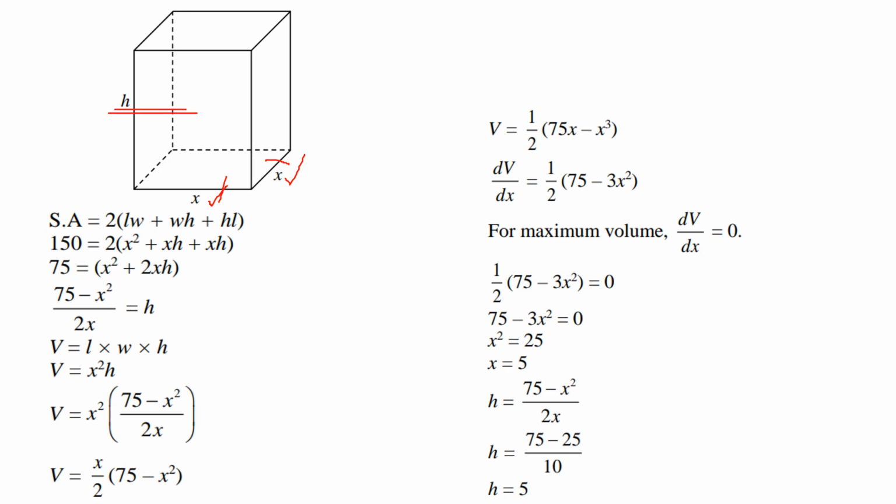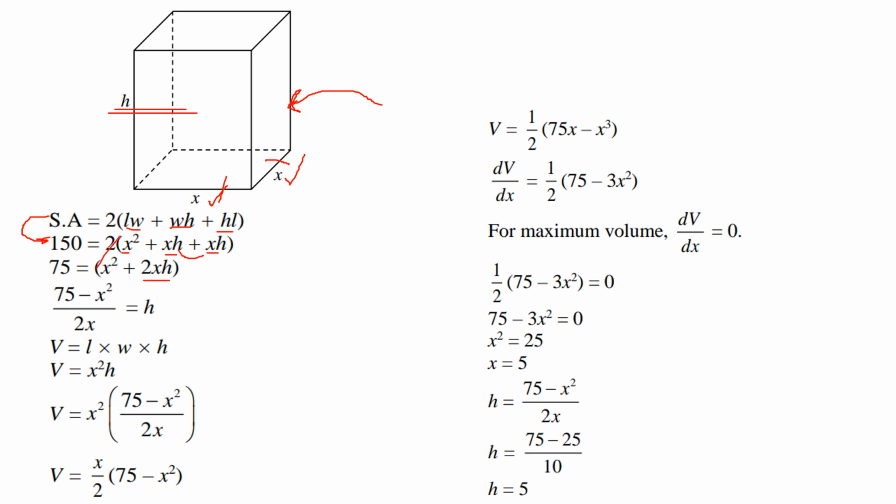But remember that we are given surface area, and to find the total surface area of a cuboid, the formula is provided in the logbook: twice of length times width, width times height, and then height times length. Then you substitute for the surface area, which is given as 150 centimeters squared. So length times width is the same as x squared. Width times height is going to be xh, and height times length is also xh. Adding xh and xh, we end up with 2xh.